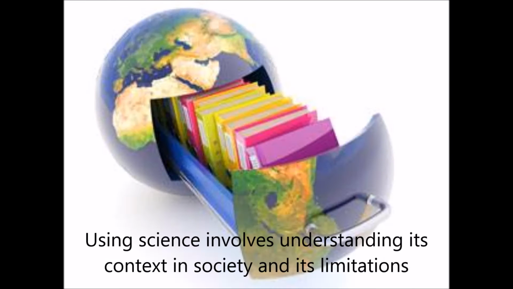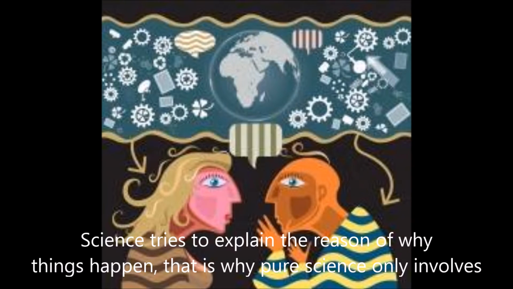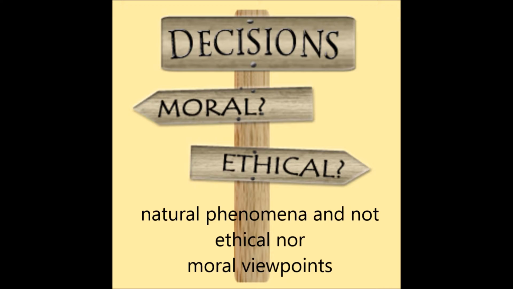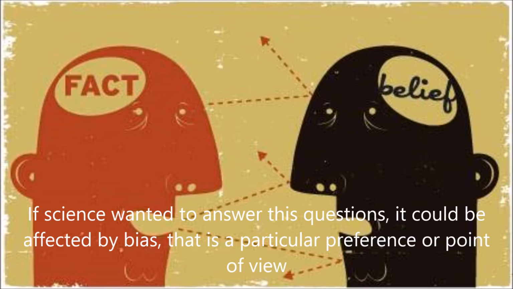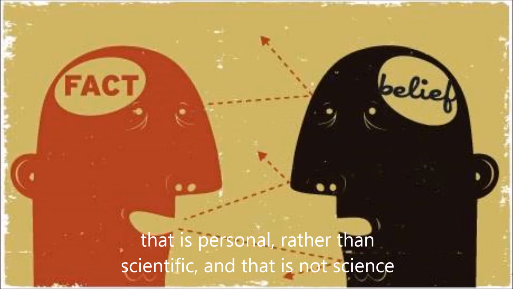Science and society. Using science involves understanding its context in society and its limitations. Science tries to explain the reason of why things happen. That is why pure science only involves natural phenomena and not ethical nor moral viewpoints. Science does not answer the questions of why life exists or what the meaning of life is. If science wanted to answer these questions, it could be affected by bias. That is a particular preference or point of view that is personal rather than scientific, and that is not science.